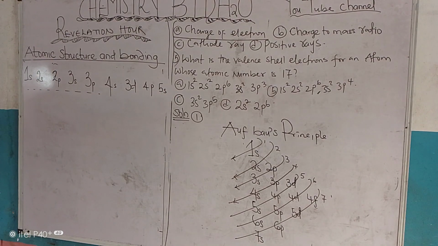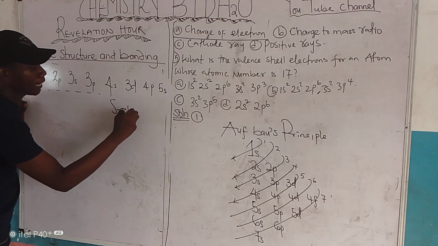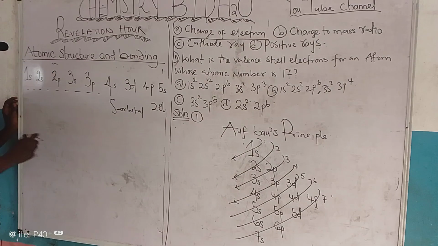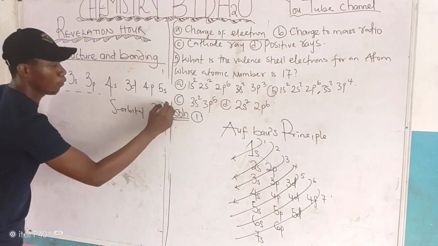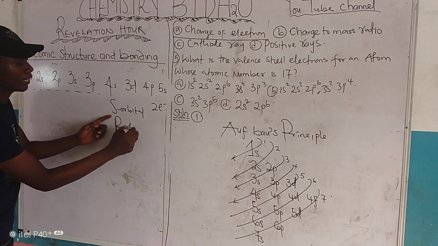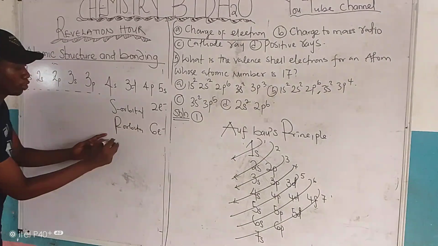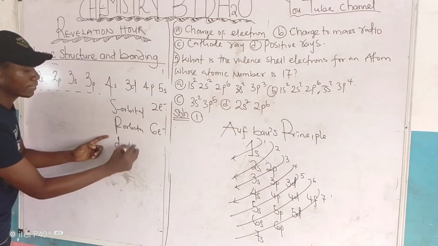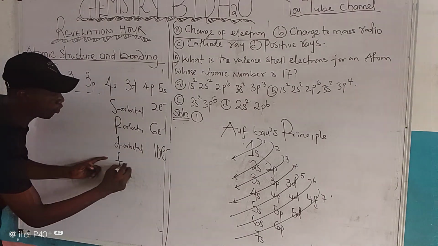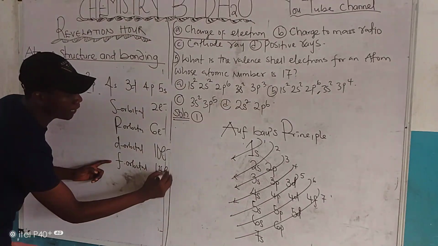Now I want you to know that the s orbital can take a maximum of 2 electrons. Take note of that. Your p orbital can take a maximum of 6 electrons. Your d orbital can take a maximum of 10 electrons, and your f orbital can take a maximum of 14 electrons.